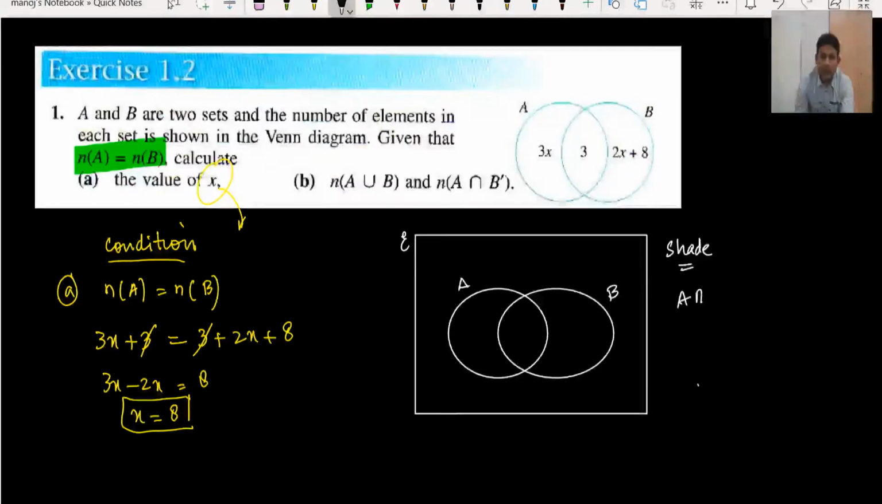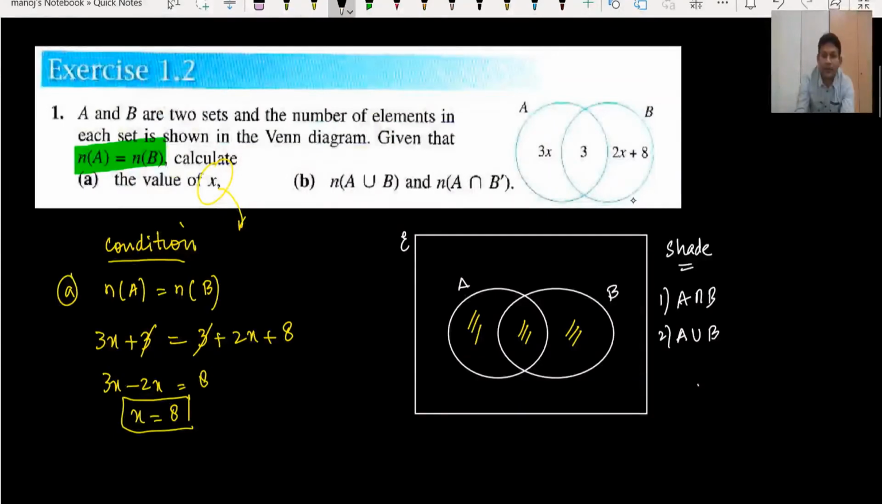Which area is A intersection B? The A intersection B area is this one. It's very simple because it is the common part in A and B. Second, which area is for A union B? For A union B, I will take this part and this part.